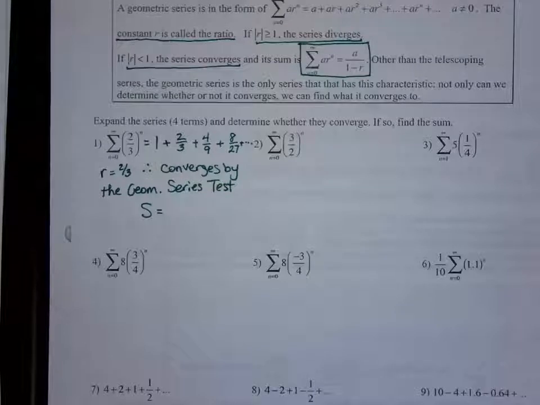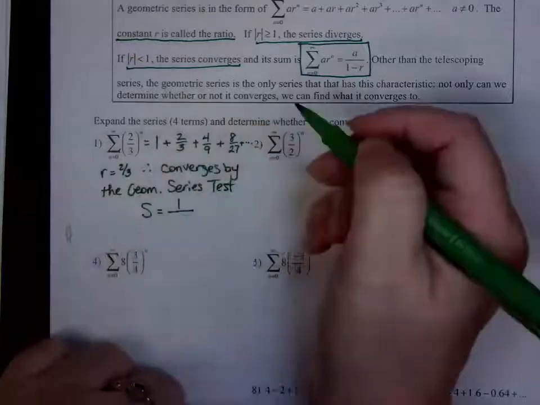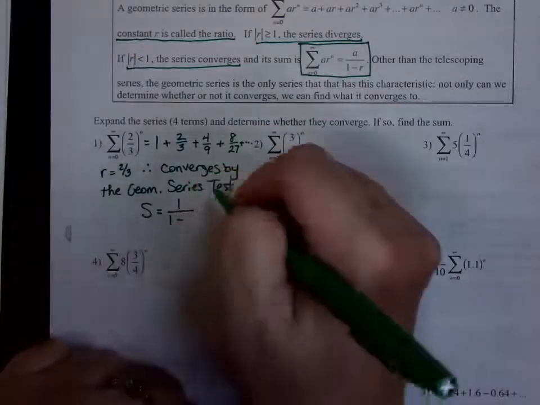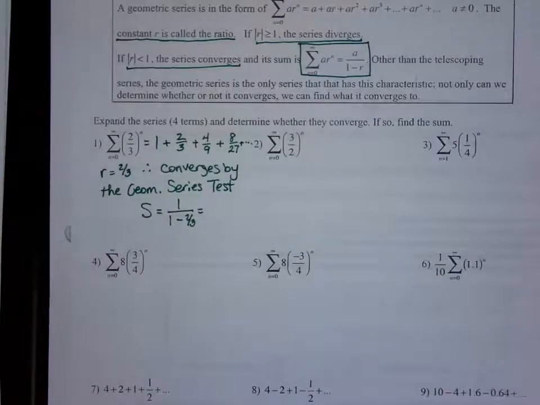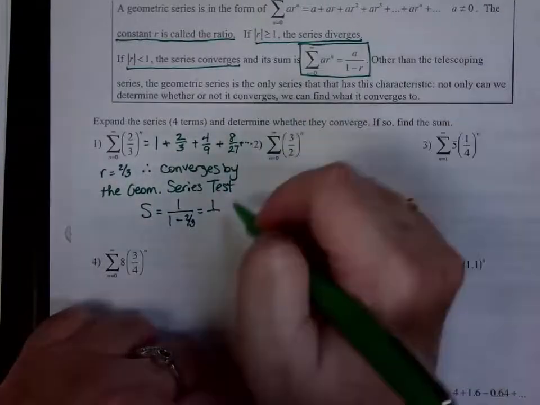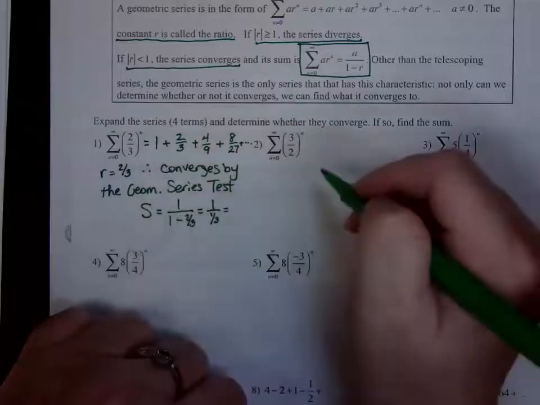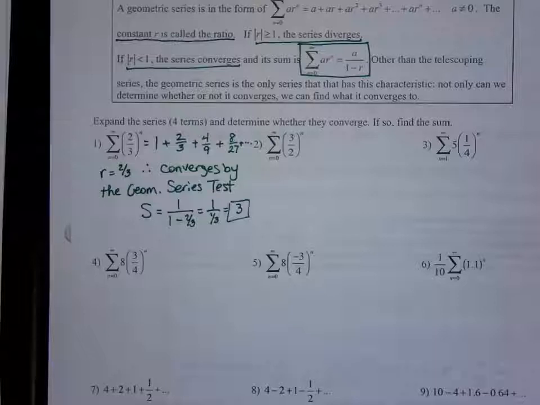So now we're going to use the formula up there, which is A, the first term, 1, over 1 minus R, 2/3. And we're going to, without a calculator, clean that up. So what is 1 minus 2/3? 1/3. And that is 3. So if you add up 1 plus 2/3 plus 4/9 plus 8/27 and keep going and going, this sum will eventually be 3.